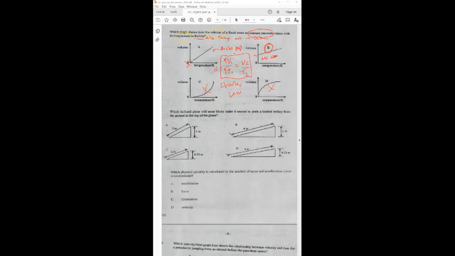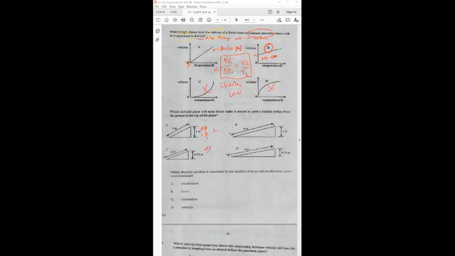All right. Which inclined plane will most likely make it easier to push a loaded trolley from the ground to the top of the plane? So this is a question about the mechanical advantage of an inclined plane. The mechanical advantage is given by the ratio of the length to the height of the ramp. So we can work out that for each one of these, the mechanical advantage for this one is going to be 2 over 1, which is 2.